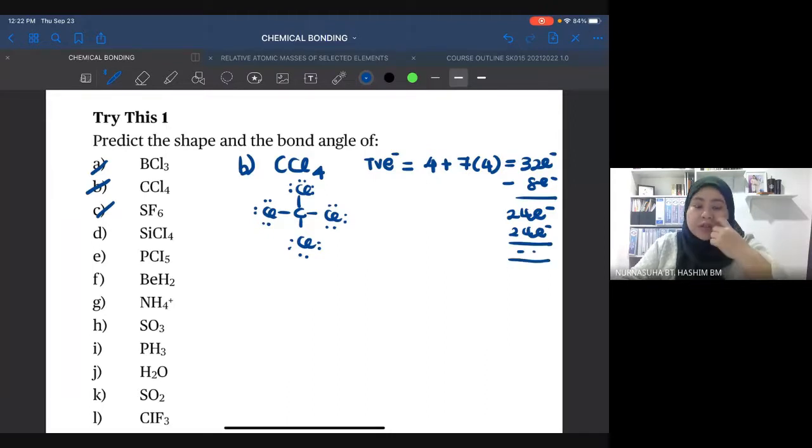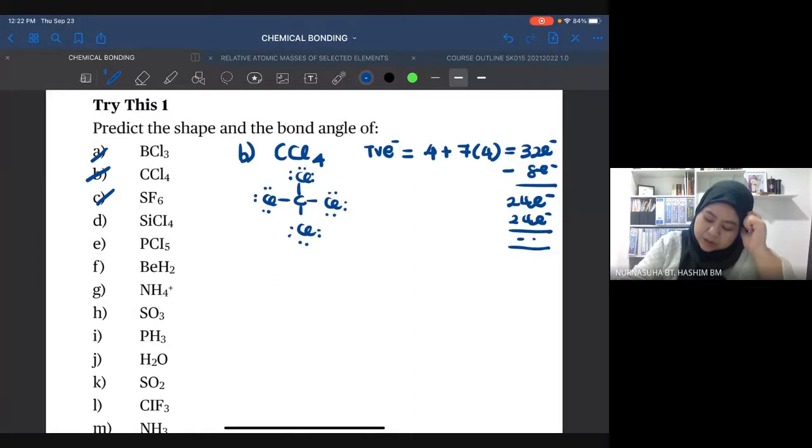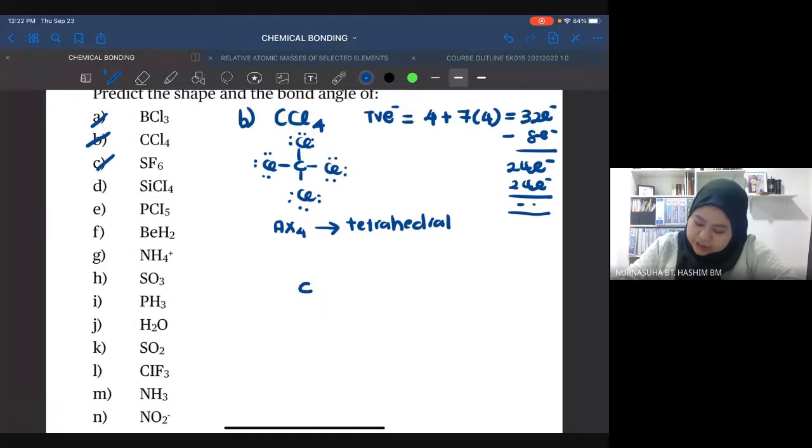Okay, so first nak predict the shape, memang first kena ada Lewis structure dulu. Okay, once you know the Lewis structure, daripada Lewis structure tu tengok dia punya kelas adalah AX4. Kalau AX4 kita tahu shape dia adalah tetrahedral. Kalau tetrahedral, so lukis shape dia yang betul. C, lepas tu kaki ayam. Don't forget to put the dot. Ramai student, dia lupa nak letak dot ni.